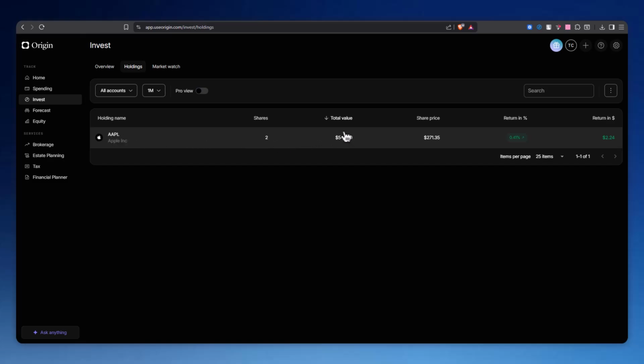By reviewing the holdings list together with the asset allocation chart, you can clearly see which investments make up the largest percentage of your portfolio. This makes it easy to evaluate diversification and decide whether your investments are balanced the way you want.